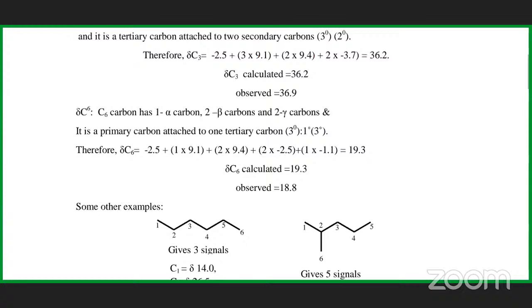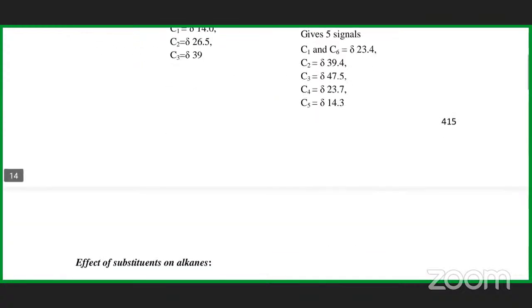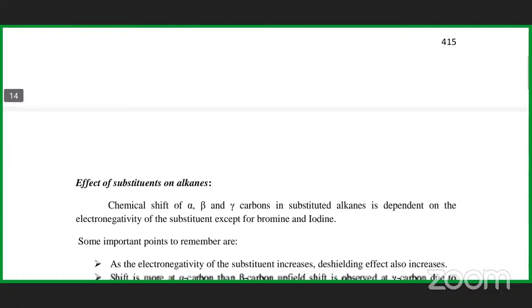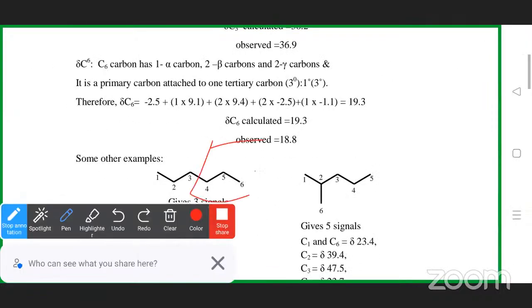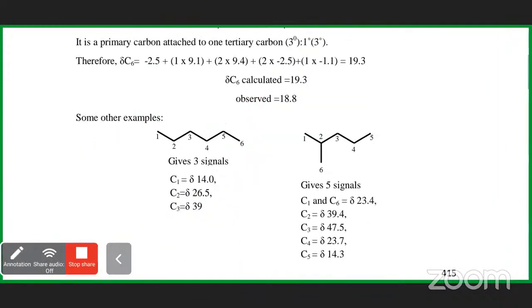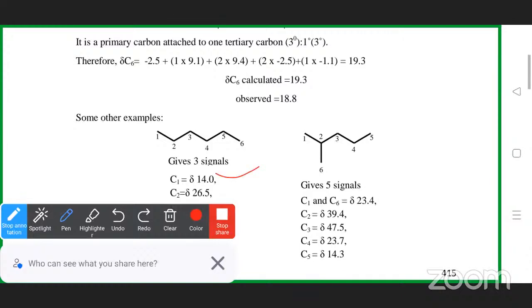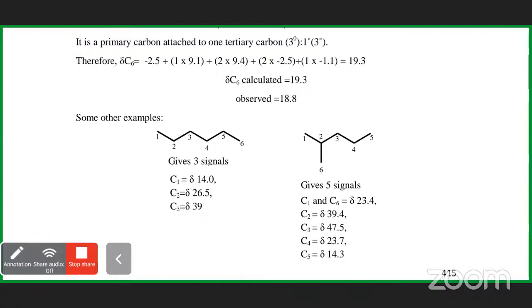And one more, you can see the calculation for this. Here, for this symmetrical compound, we have three signals, so three non-equivalent carbons are there. We got the values: C1 is 14.0, C2 is 26.5, and C3 is 39. These are the calculated values, and experimentally we also got only a fractional difference.